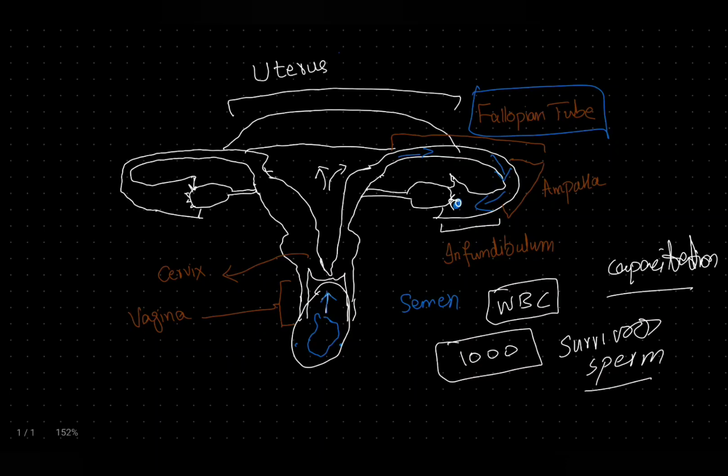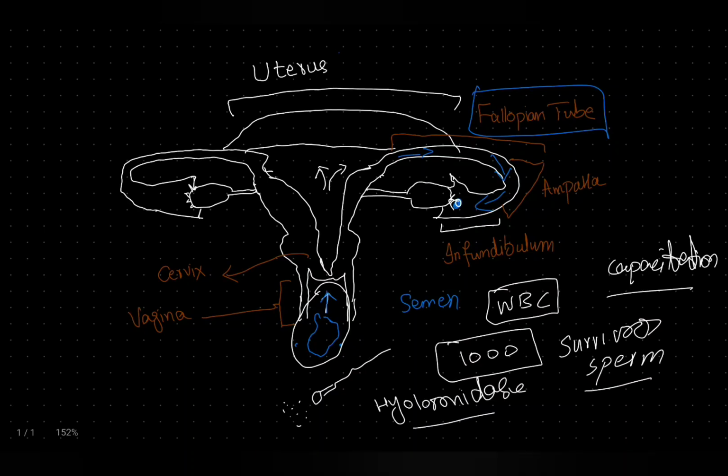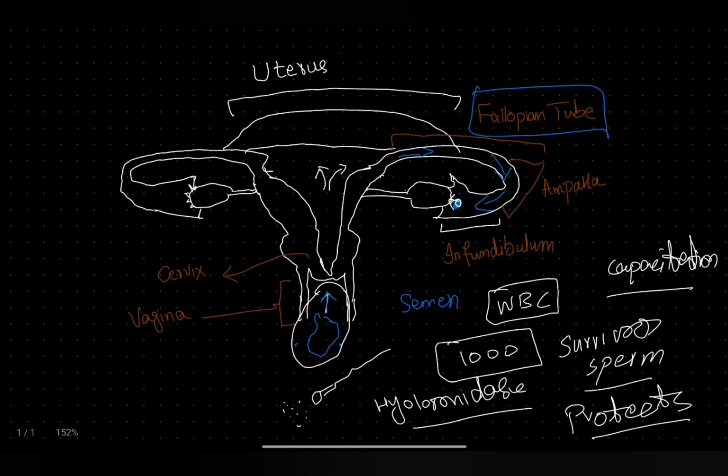The acrosome of the sperm also releases some enzymes. These enzymes are called hyaluronidase. These hyaluronidase break down hyaluronic acid. Hyaluronic acid protects the egg, so basically they break down this protective coat of the egg.